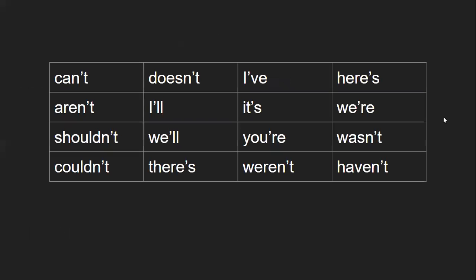This week, you're going to write some sentences using contractions. Here is a list of contractions. Choose two of these words each day and write them in a sentence. Remember to use good sentences that have correct capitalization and punctuation.